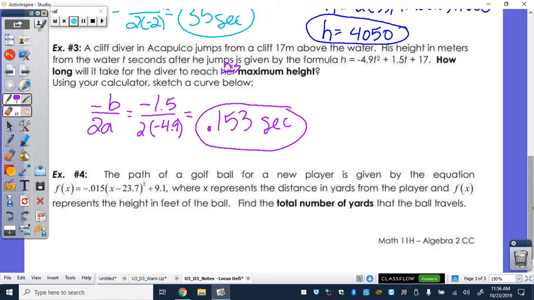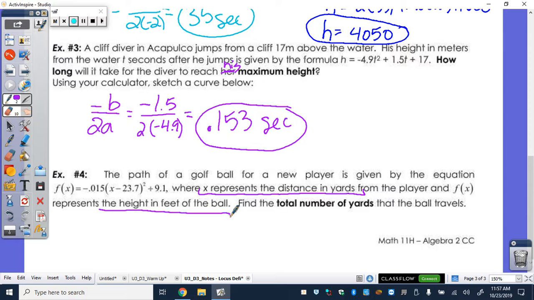So in our last one, the path of a golf ball for a new player is given by the equation there, where x represents the distance in yards from the player, and f of x represents the height in feet of the ball. Find the total number of yards that the ball travels. Okay, so what do you think we should do? Yeah, we have to find the maximum because x is the distance in yards that the ball ends up traveling. f of x represents the height in feet of the ball.